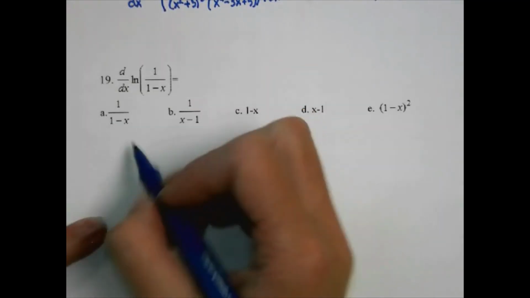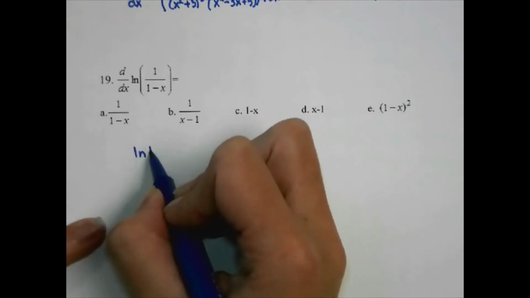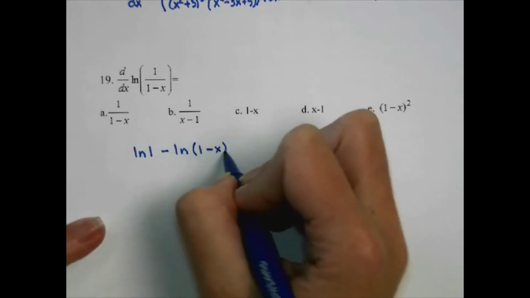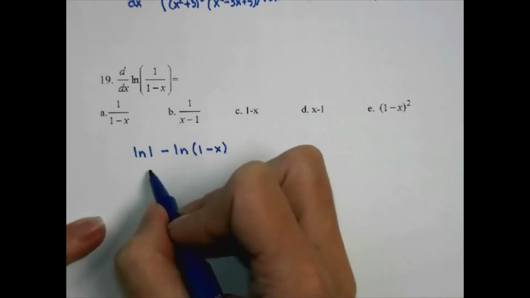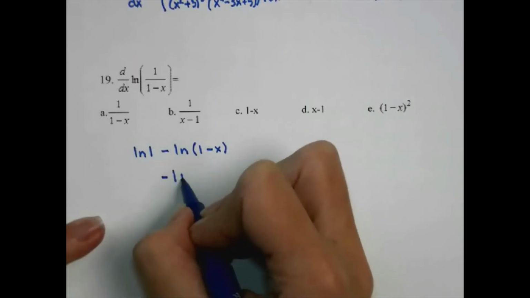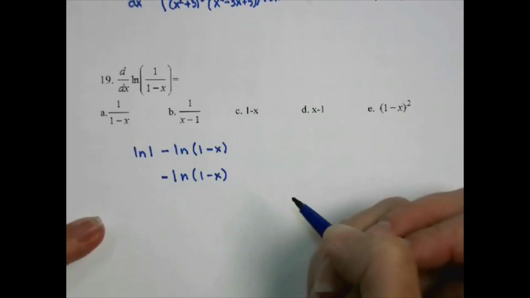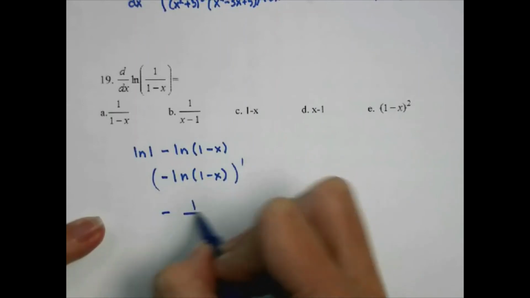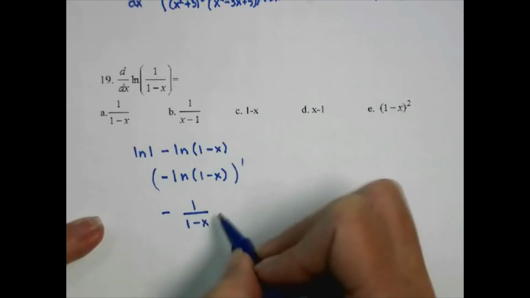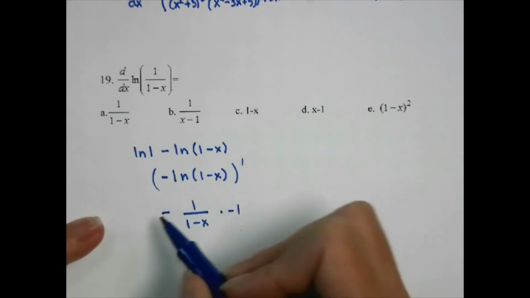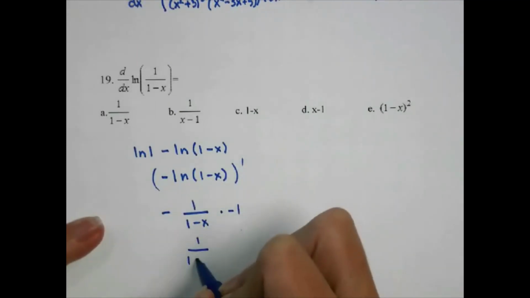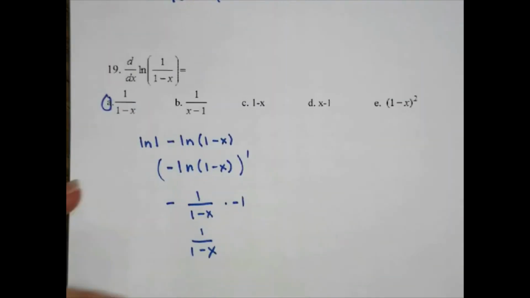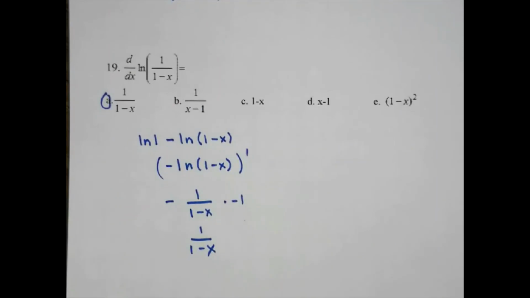To do this derivative, I'm going to, again, use the quotient rule. So we're going to have natural log of 1 minus natural log of 1 minus x. Well, natural log of 1 is just 0. So really we have natural log of 1 minus x that I'm taking the derivative of. So that's going to be a negative 1 over 1 minus x times the derivative of that, which is a negative 1. So the negatives cancel. So we just have 1 over 1 minus x. Find our correct answer is A. And that's how we take the derivatives of logarithms.